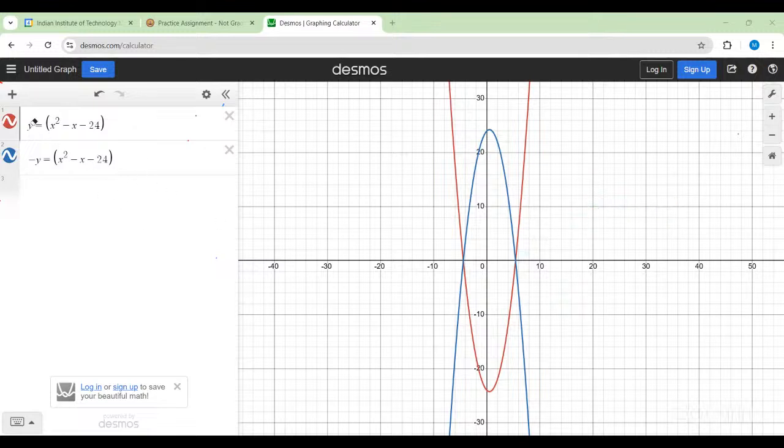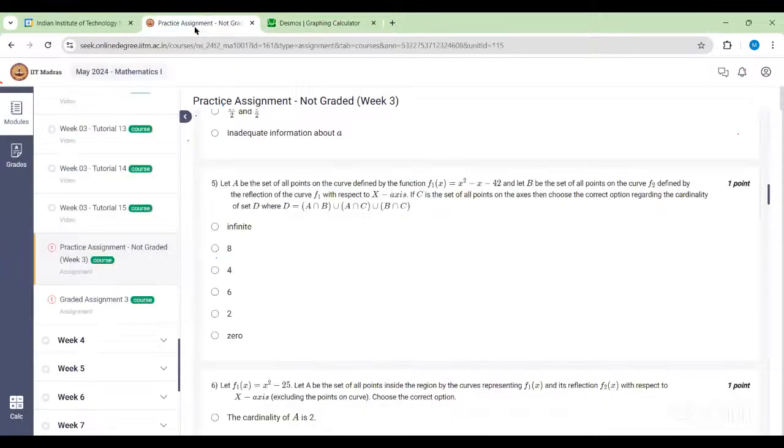Those are the points where these two curves intersect. So these are the only 2 points where F1 and F2 intersect, and these are the only 2 points where they have the roots. That means the roots are common for both curves. The intersection points are also common. So that means these are the 2 points we are getting, and here are the 2 points we are getting. So the answer should be 4, I guess.